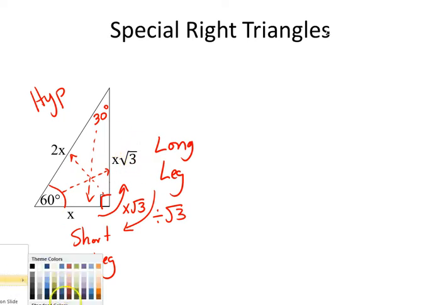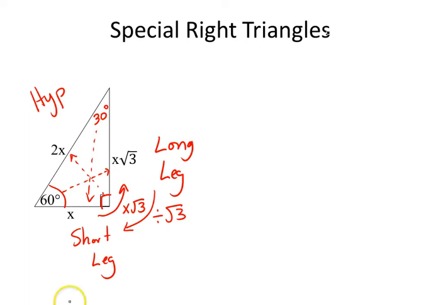Now, if I have the hypotenuse, to go from the short leg to the hypotenuse, we multiply by 2. Because instead of x, we have 2x. And to go from the hypotenuse to the short leg, we're going to divide by 2. So that's how we showed you guys how to do it back in chapter 5.